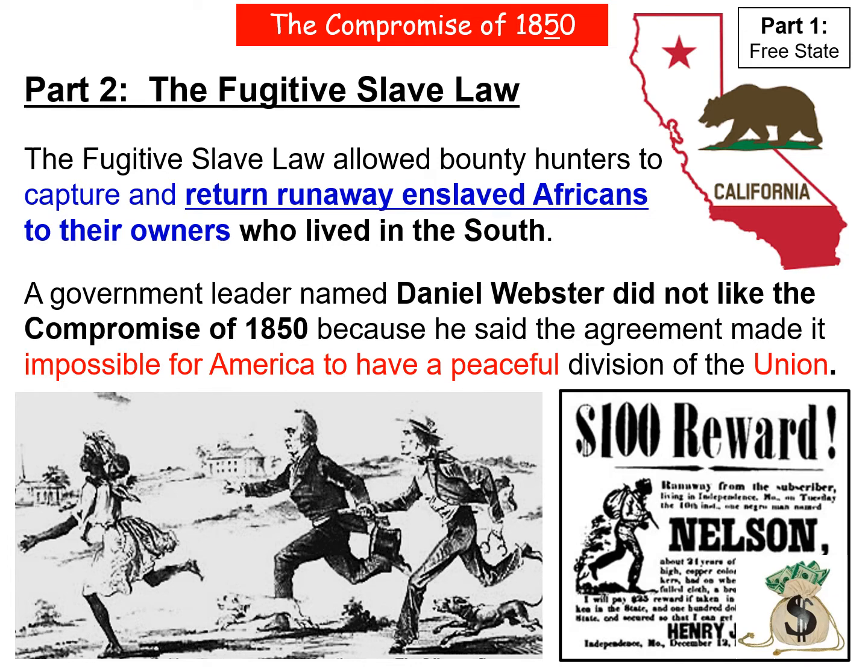And then the owner would pay a certain amount of money, a reward for capturing the slaves and returning the slaves. Some government leaders did not like this. They didn't think it was possible for America to have peace because people are divided over the issue of slavery.